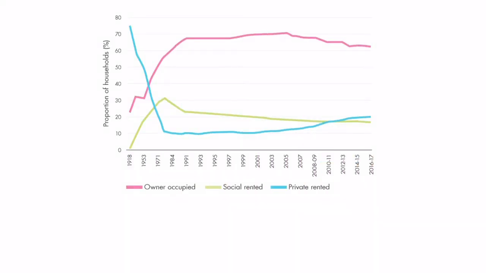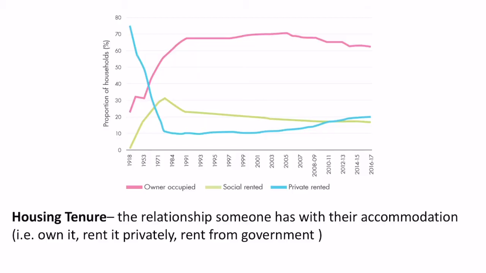So another factor to look at in terms of indices is housing, and specifically I'm interested in housing tenure. This tells me the relationship that someone has with their accommodation. What that means is, do they own the property? Do they rent it privately or rent it from government? So I can see from this graph of the UK's housing tenure that nearly 60 to 70% of people own their own property. That tells me that the UK is quite a wealthy country because they have enough disposable capital to be able to own their own property.